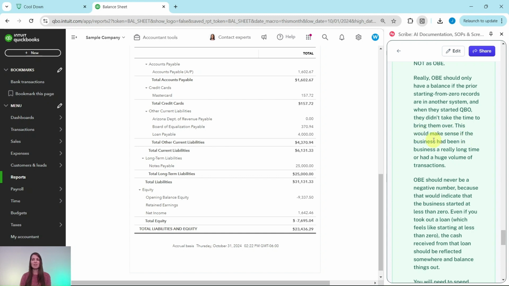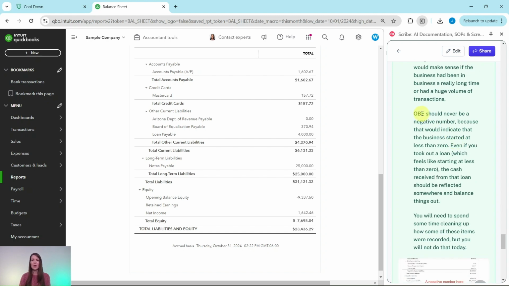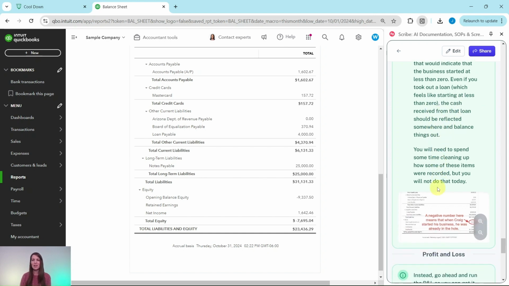This would make sense if the business had been in business a really long time or it had a huge volume of transactions. OBE should never be a negative number like this because that would indicate that the business started at less than zero. Even if you took out a loan, which feels like starting with less than zero, the cash received from that loan should be reflected somewhere and balance things out. So you will need to spend some time cleaning up how some of these items were recorded, but that's for another day.